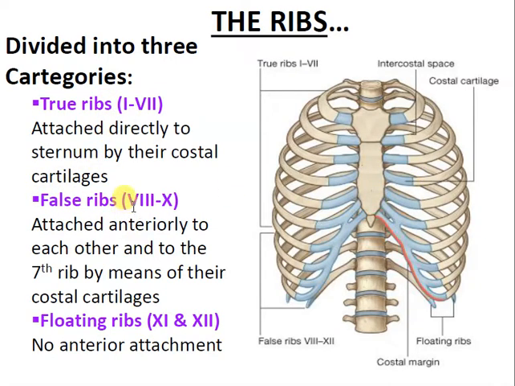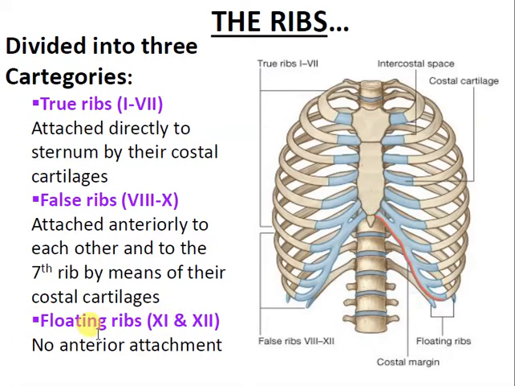Then you have the false ribs, from number 8 to number 10. Number 8, number 9, number 10, they are attached anteriorly to each other and to the seventh rib by means of their costal cartilage. So nakuja kuona the number 10, number 9, and number 8, they may attach themselves anteriorly, and then they may end up attaching kwenye seventh rib, ambayo may attach kwenye sternum. From there, kuna floating ribs, number 11 and number 12.